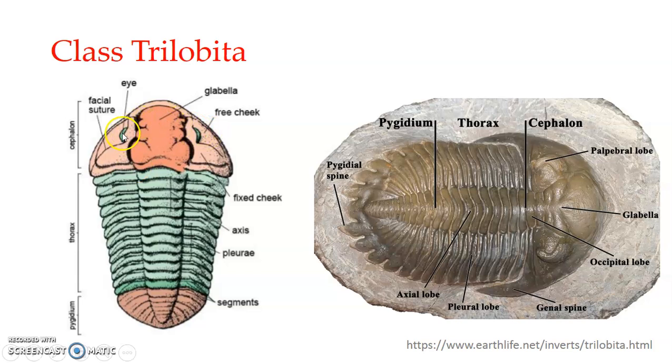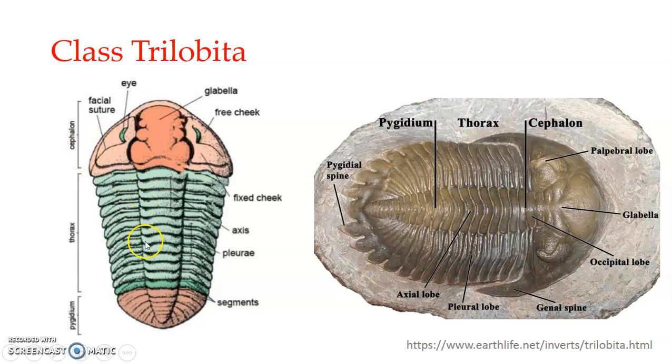The head shield is composed of a few segments, and it contains different sensory organs like eyes. You can see here a pair of eyes, antennae, and mouth, then a ventral plate called the hypostome. The hypostome is thought to function as a mouth part. The central region of the cephalon is termed the glabella. You can see here the glabella.